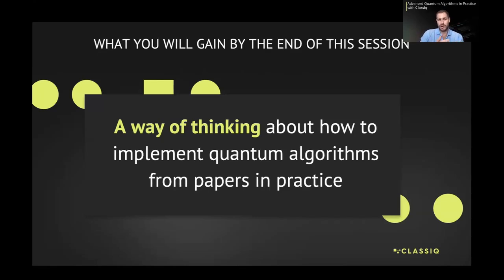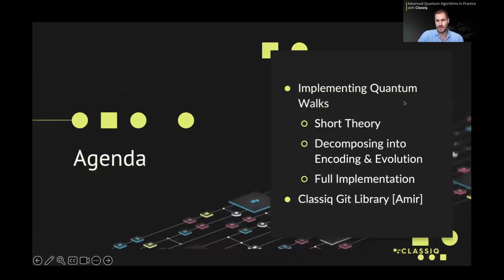As I've said throughout the course so far, when we come to implement something, we really need to understand it deeply, and then there are many nuances we need to face, and I think this boosts our understanding even more. So this is what I want you to go out with today: a way of thinking about how to implement quantum algorithms from papers, advanced algorithms, in practice.